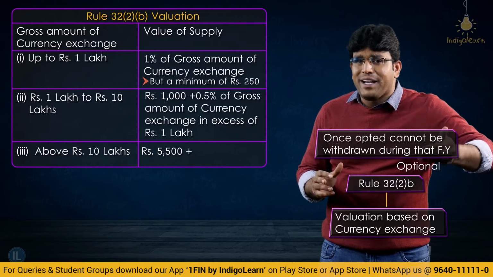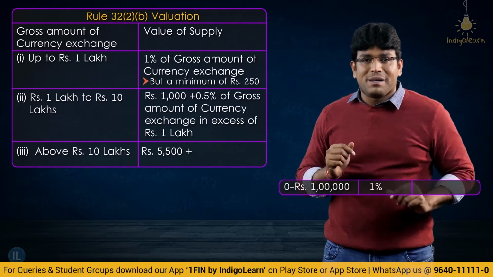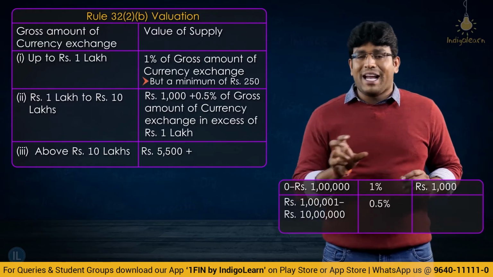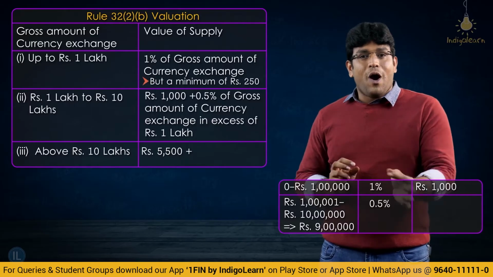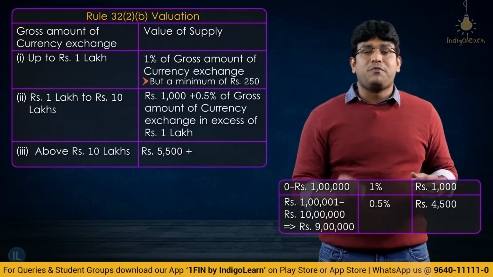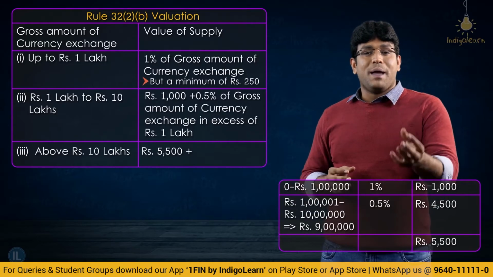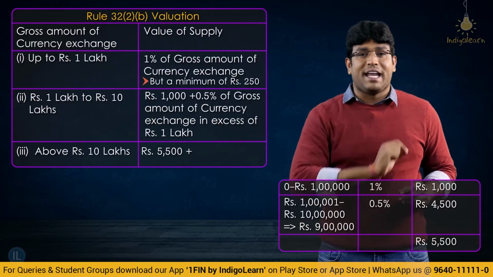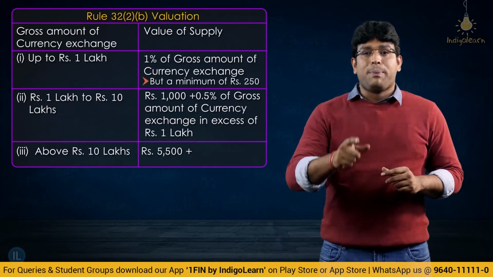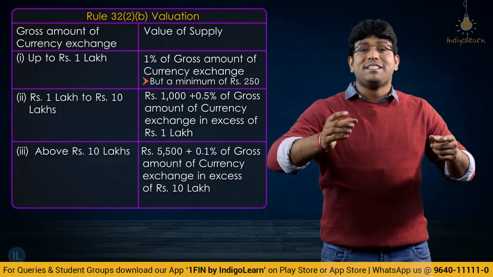Why did 5500 come? Apply logic, come on. Up to 1 lakh it was 1%. On 1 lakh, 1% is how much? 1000. What is the next figure? 1 lakh to 10 lakhs. What is the gap? 9 lakhs. On 9 lakhs, 0.5% comes to 4500. That 4500 plus 1000 became 5500. So if the amount of currency exchange is more than 10 lakhs, then the value of supply will be 5500 plus 0.1% of currency in excess of 10 lakhs.